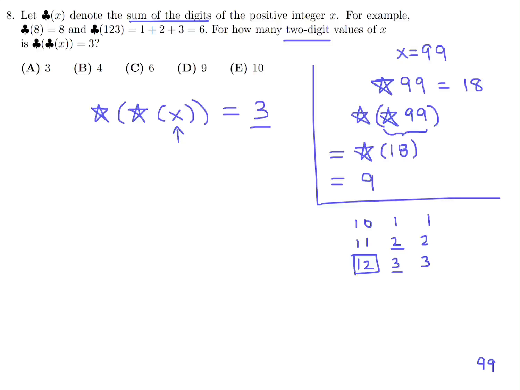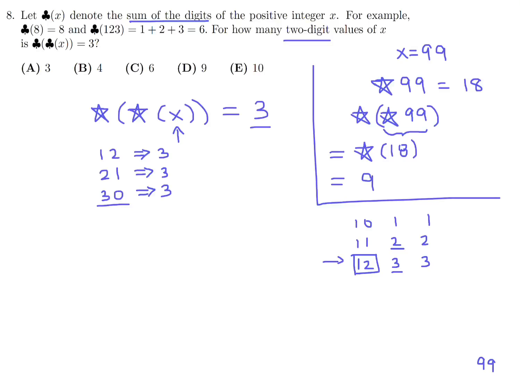So if you can get a two-digit number that has a sum of the digits as 3, then it will work. So 21 works, 12 works as we just showed, 30 would work. Now after 30, the sum of the digits will never be 3 again. This is going to be 3, the sum of the digits, 3, and 3. But after the number 30, you can't get a two-digit number that has a sum of 3.